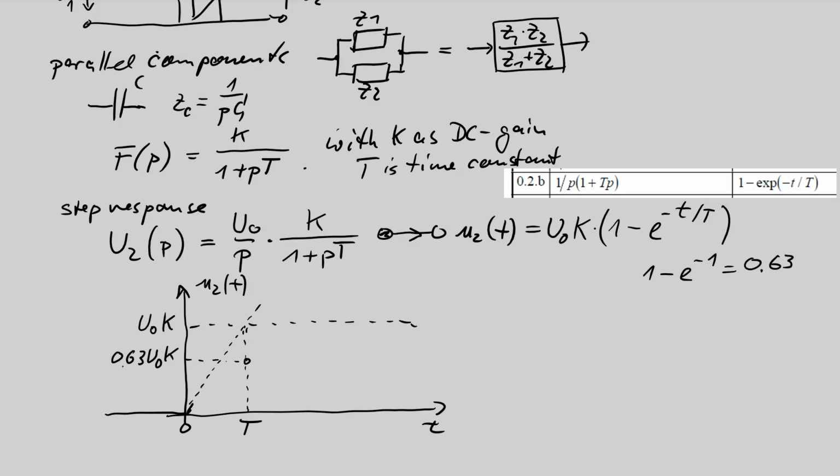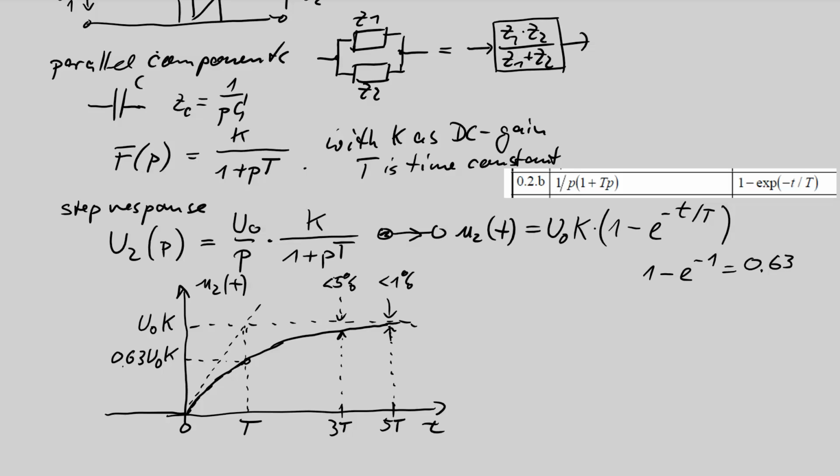So here we start with this tangent, and we have this value and reach the final value. The typical values are at 3T and at 5T. At 3T we have here a distance of less than 5%, and at 5T we have here a distance which is less than 1%. So this is the well-known step response of a PT1.